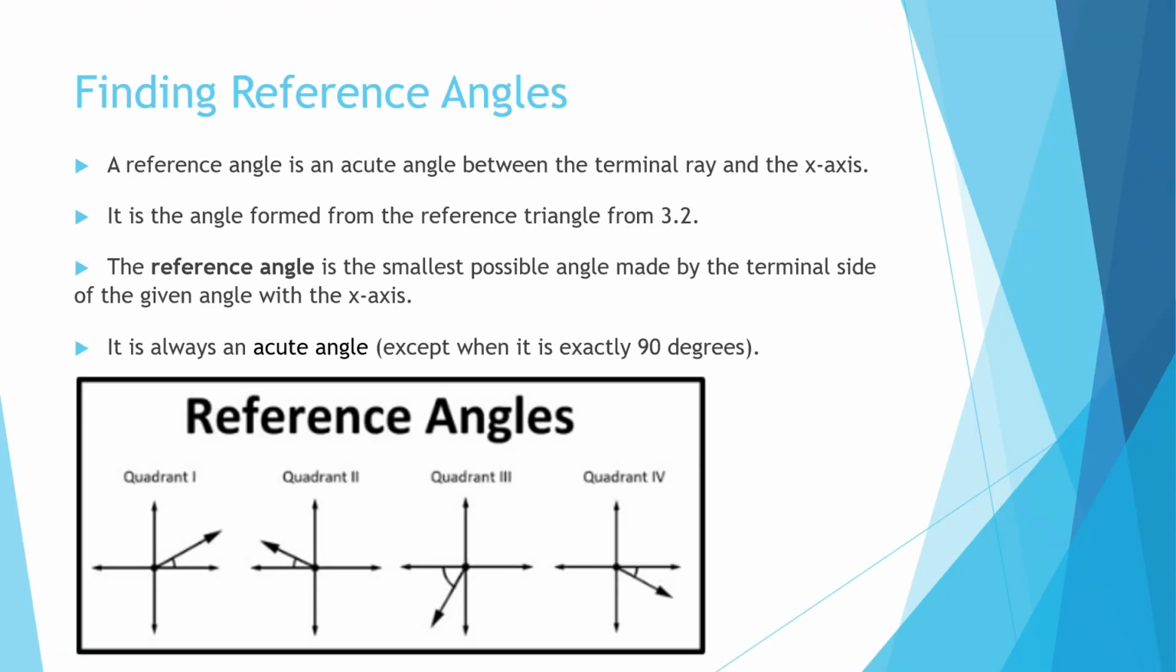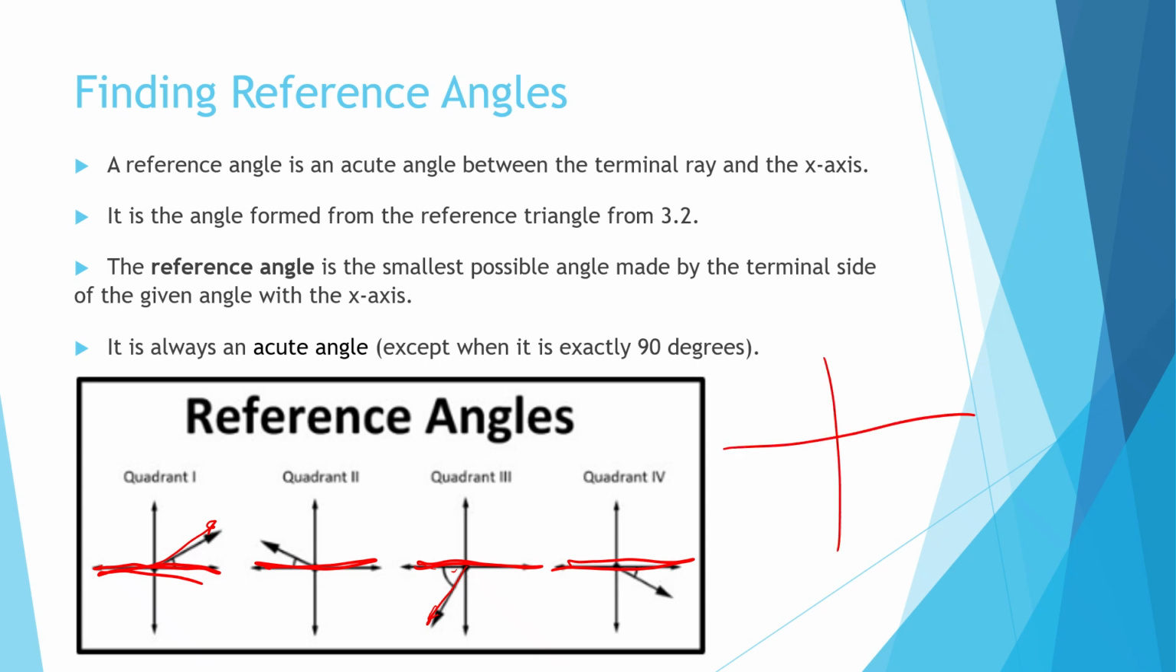So now finding reference angles is something that is really important. A reference angle is always going to be the acute angle between the terminal ray, so basically that line or that ray that forms the angle, whether it's there or here, and then the x-axis. So this will always be a part of a reference angle. Not the y-axis, but the x-axis. It's just going to be the smallest angle made with the terminal side and the x-axis, and it's always going to be an acute angle except when it's exactly 90 degrees.